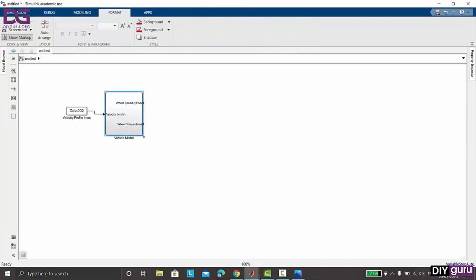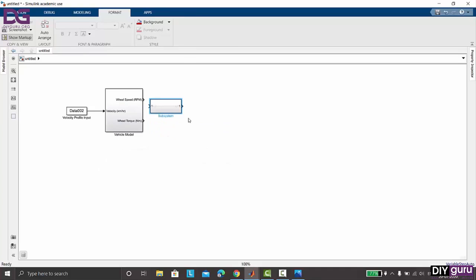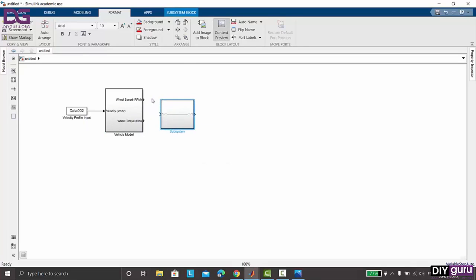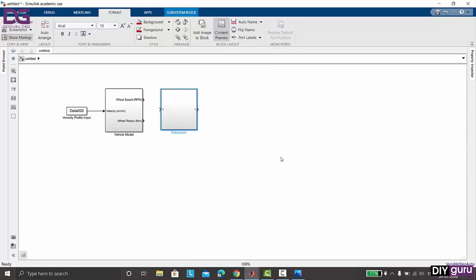So after estimating the wheel speed and torque, and if we require how much torque is required from the motor, we require the transmission model. We need one more subsystem block. Name it as transmission model. Double click on it.